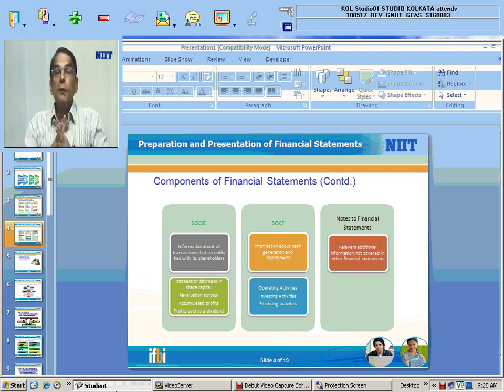The fifth component of financial statements is the statement of cash flow, SOCF.